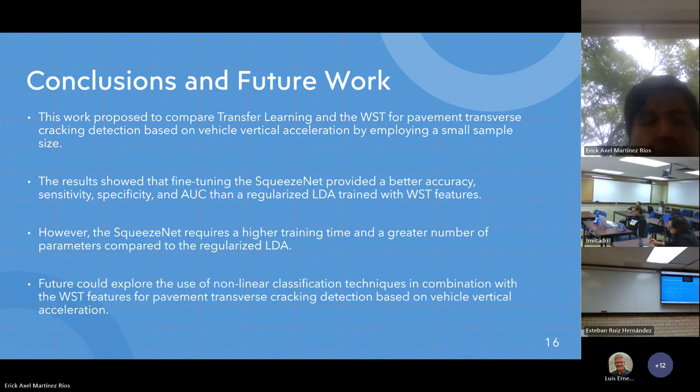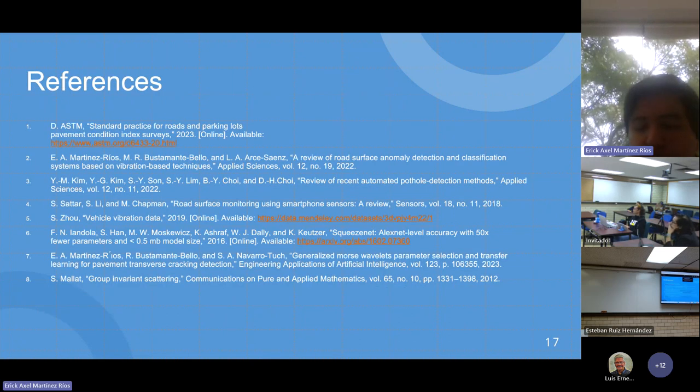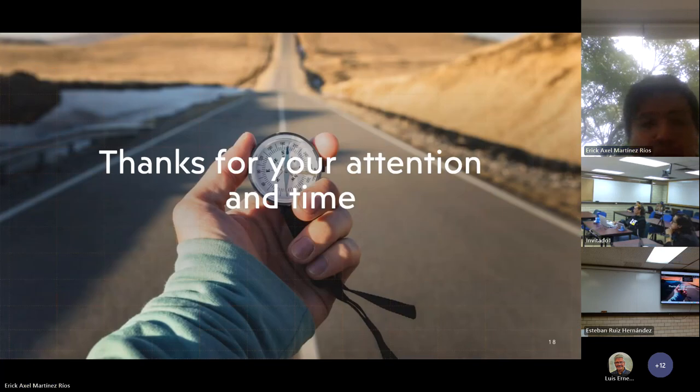However, the SqueezeNet requires a higher training time and a greater number of parameters compared to the regularized linear discriminant analysis. As future work, we want to explore the use of nonlinear classification techniques, for instance, a decision tree or random forest, that can be combined with the scattering features to perform, again, pavement transverse cracking detection based on the vehicle vertical acceleration. These were the references that I used for this presentation.